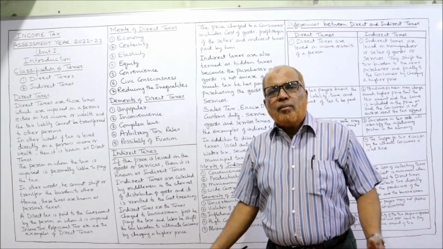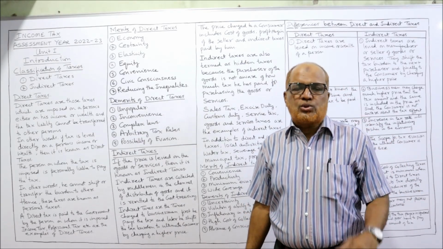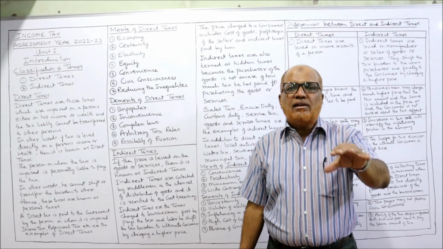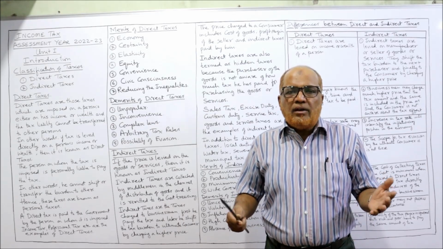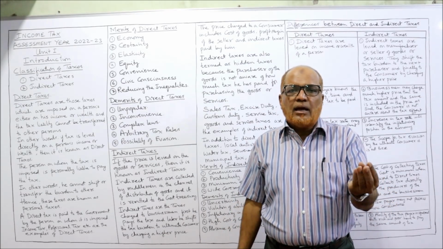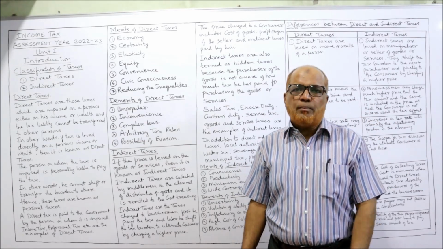Convenience. Normally, the income tax, the direct taxes will be collected at the source. When the income is generated, at there itself TDS will be made, tax deducted at source. So it will be convenient on the part of the taxpayer that at the time of earning the income, at that time itself taxes are paid.